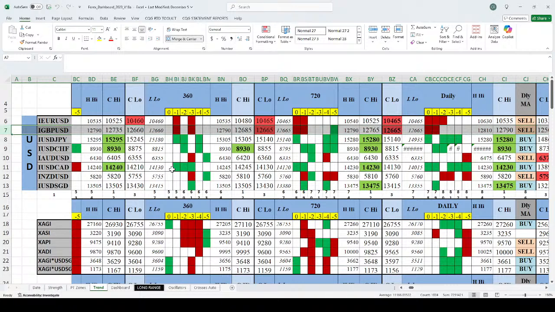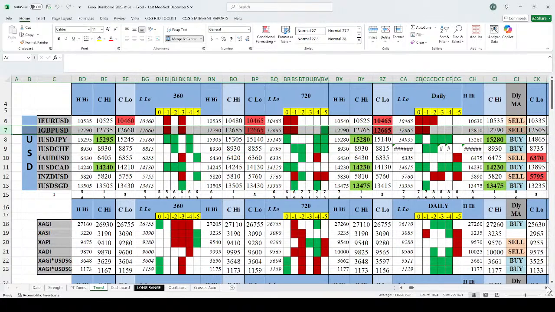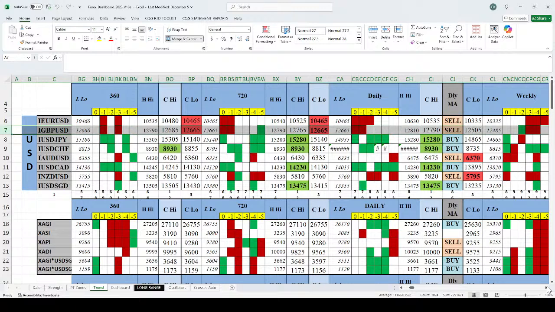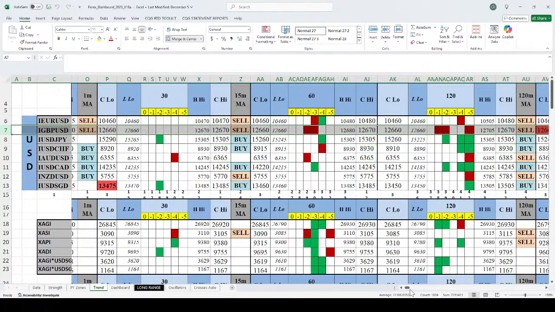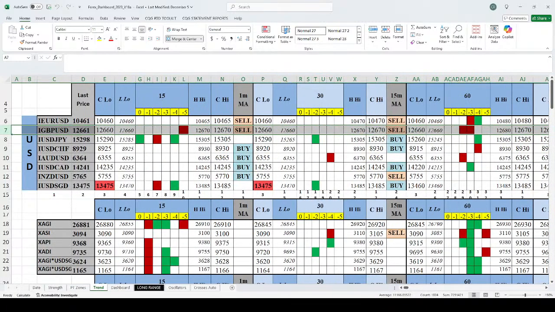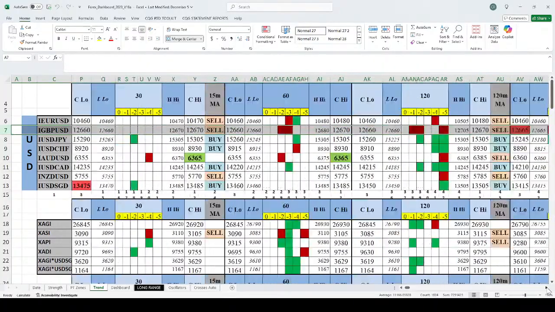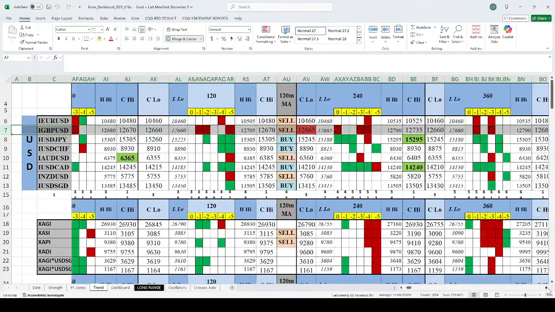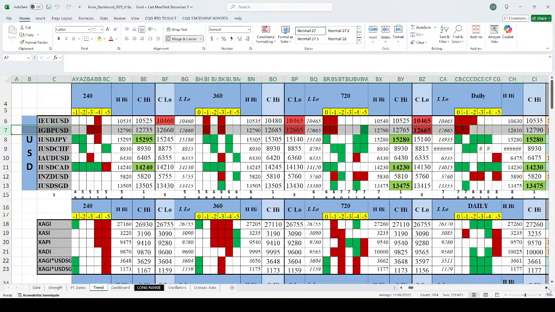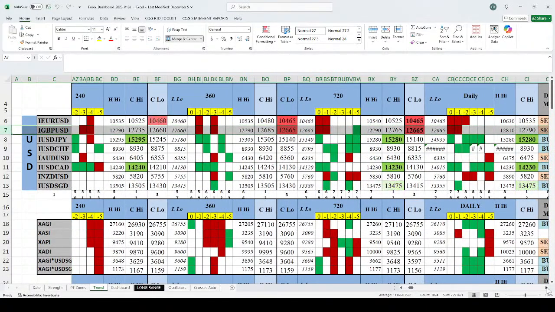Okay, pound, your 360 is flat with the downside bias, 720 is down, daily is down, and weekly is also flat with the downside bias. But the level which we need to pay attention to is 1.2505. That means the market has to turn before 1.2505. Okay, so I think we don't have any movement here, but the only issue is we have the pound GDP.